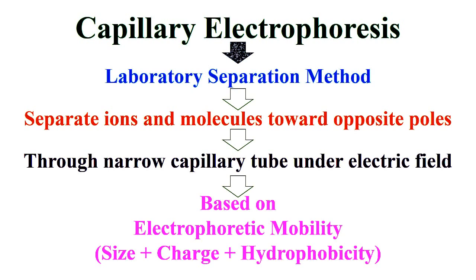Capillary electrophoresis is a laboratory separation method. It separates ions and molecules toward opposite poles through a narrow capillary tube under an electric field, based on electrophoretic mobility, such as size, charge, and hydrophobicity, as mentioned in the next slides.